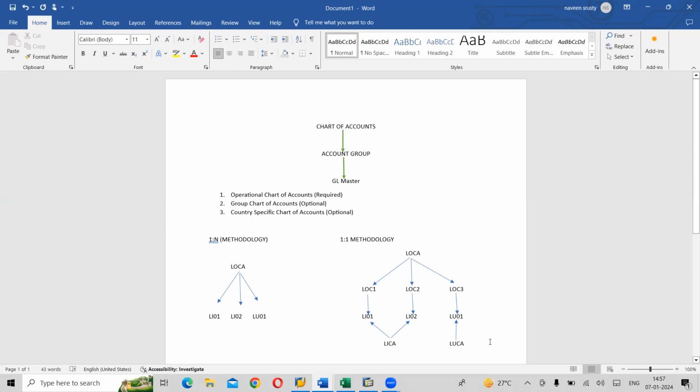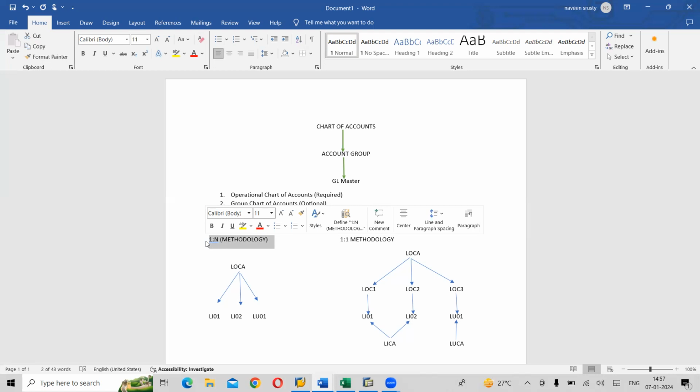So here, what is the criteria? 99.9% of companies will go with the 1:n methodology. Clear? Why the 1:1 methodology? Let me give the note.